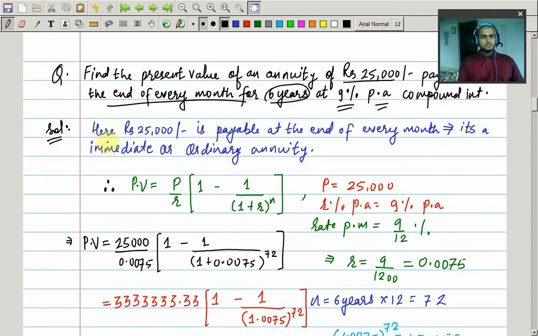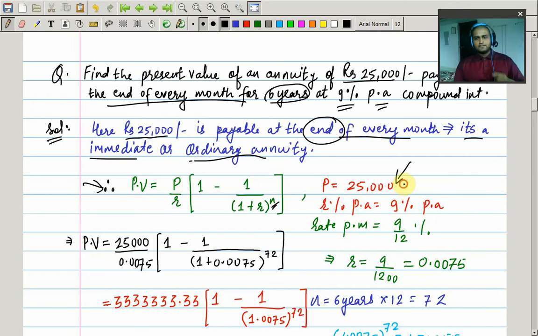So let's read the solution. Here 25,000 is payable at the end of every month, which implies it's an immediate or ordinary annuity because it is at the end of every month. So the formula I'm going to use is this: P upon R, times 1 minus 1 upon 1 plus R raised to N. What is P? P is the salary or the installment I need in future. That's 25,000 rupees every month.